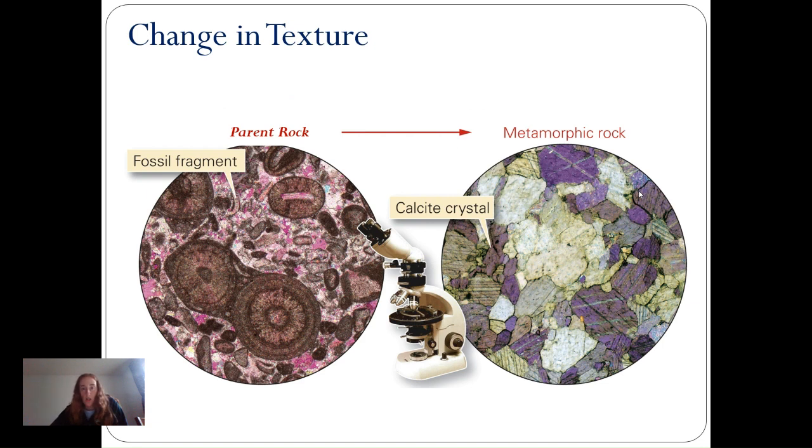You can also get a change in texture. That's another option for metamorphism. So you can start with a parent rock. This is limestone in this example, and limestone can have fossil fragments in it. Limestone is made of calcium carbonate, so CaCO3 is its chemical formula. Marble, which is a metamorphic rock, is also made of calcium carbonate, CaCO3. So the only difference here is the change in texture. You've gone from these rounded fossil fragments to a new type of interlocked puzzle-piece texture, but the minerals haven't actually changed from the original rock to the metamorphic rock.